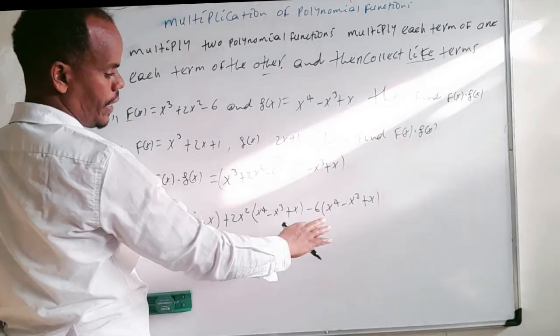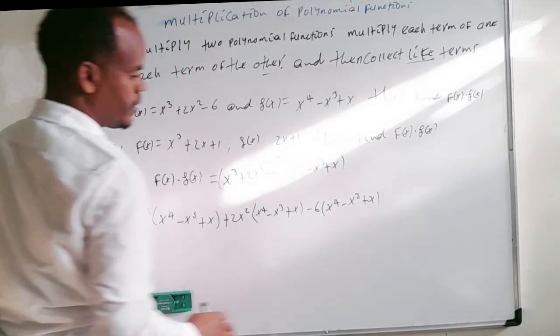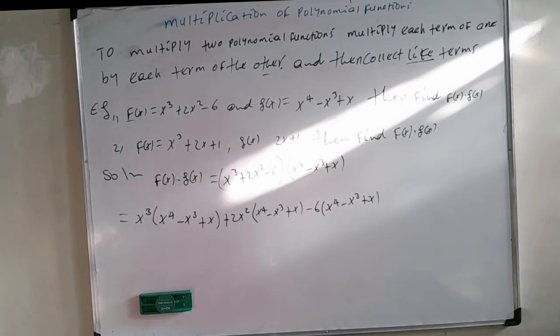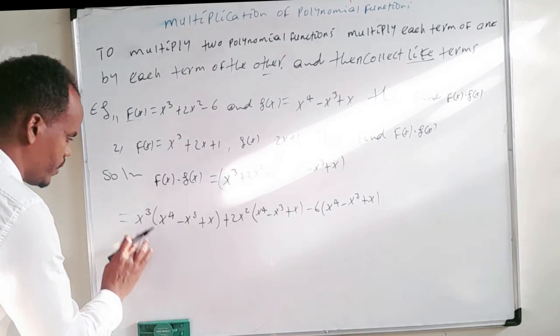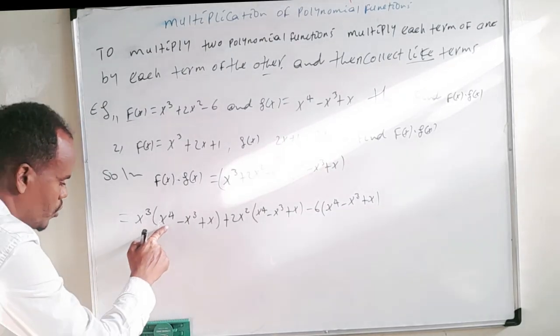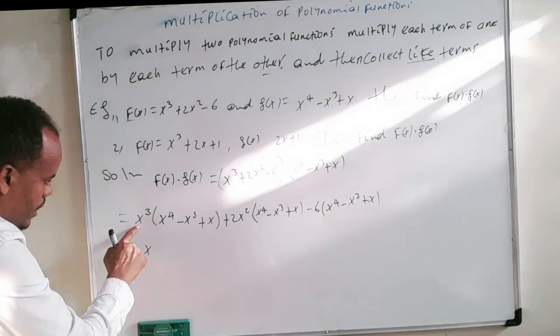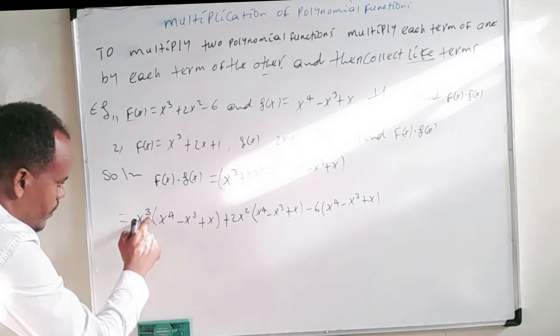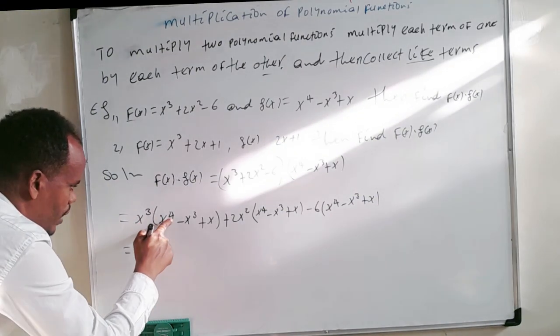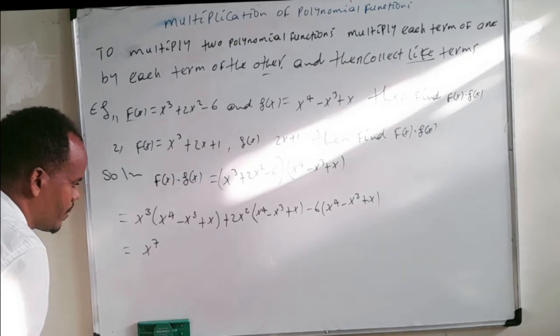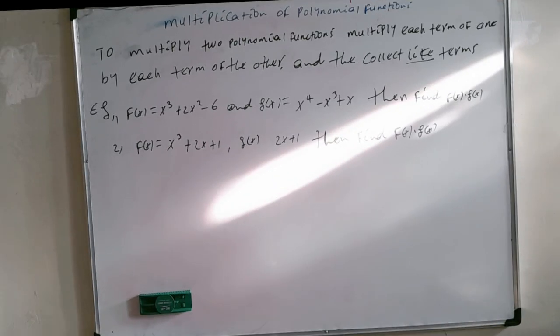Then multiply each term of the second one, the other one. This means x to the power of 3 times x to the power of 4 is x, select one of the variable, then add the exponents. What is 3 plus 4, which is 7. x to the power of 7.